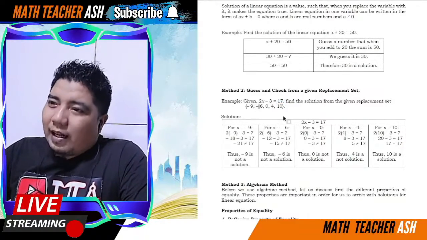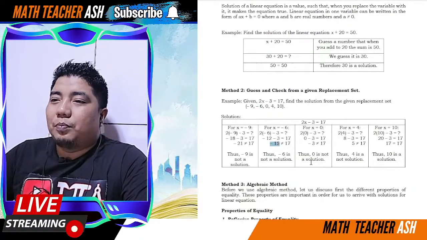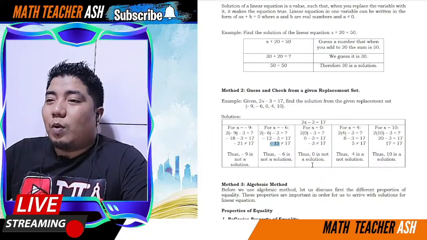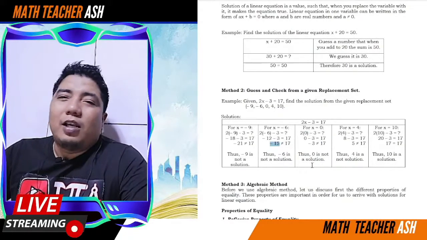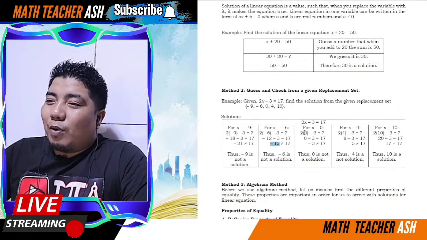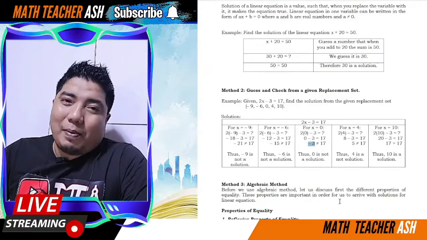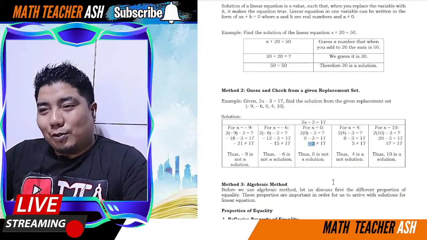Nang tinry naman ang negative 6, ang lumabas ay negative 15. At ito ay hindi equal sa positive 17. Hindi pa rin solusyon yun. So, we try with 0. So, kapag 0 naman, ang lumabas ay negative 3. Hindi pa rin to equal for your solution.